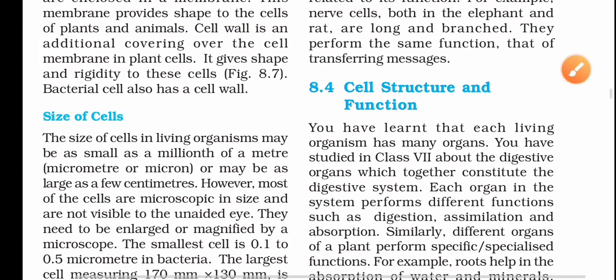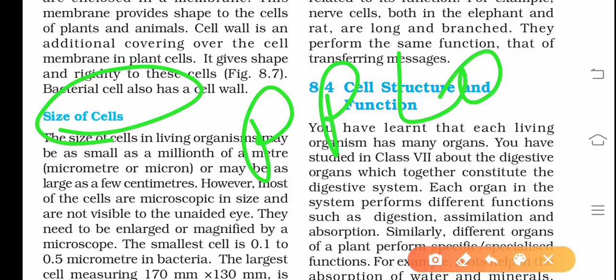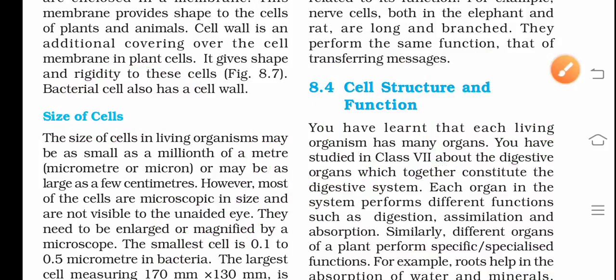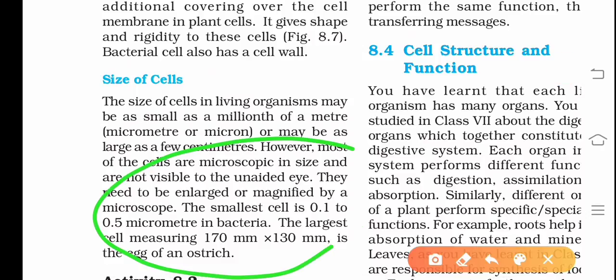Then we come to the topic size of the cells. The size of the cells greatly varies. The smallest cell is known as PPLO or the mycoplasma and the largest cell is the ostrich egg. They have different dimensions and the dimensions are given here.